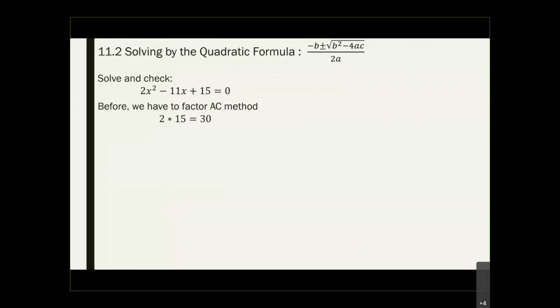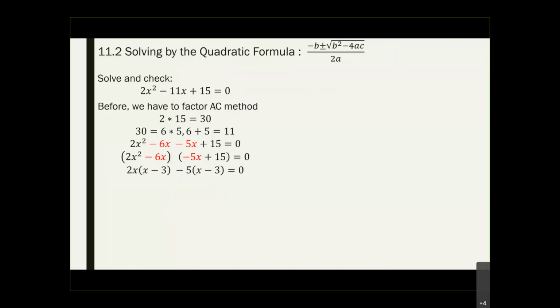We have to ask ourselves, are there two numbers that multiply to give you 30 and add together to give me 11, which is 6 times 5? Then we rewrite this problem as 2x squared minus 6x minus 5x plus 15. We group them up and factor them out: in the first group, we can factor out a 2, and in the second group, we can factor out a 5.